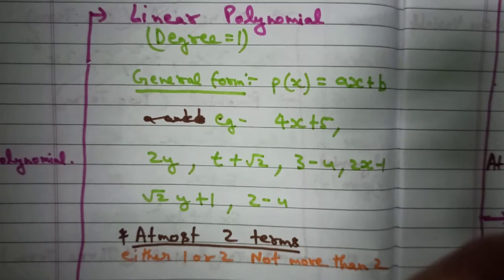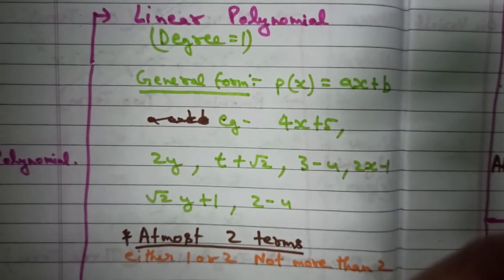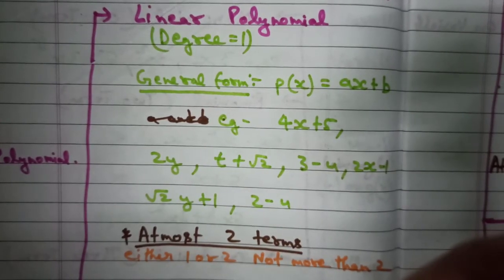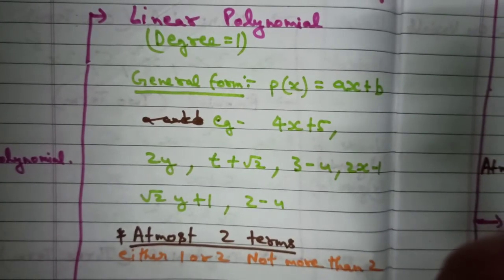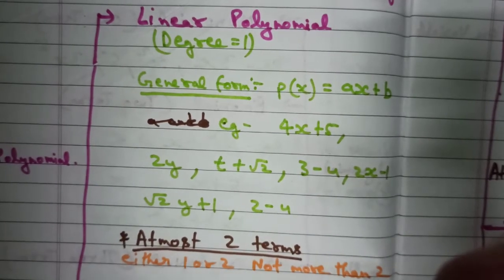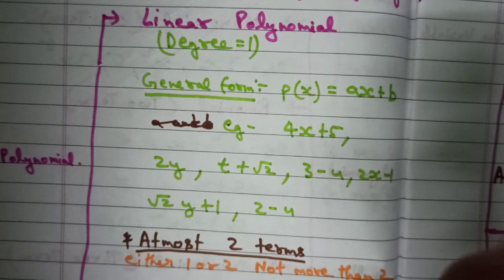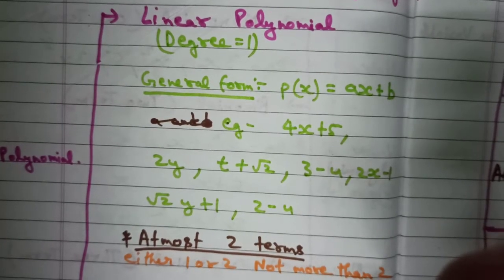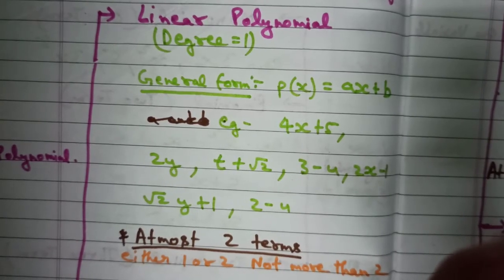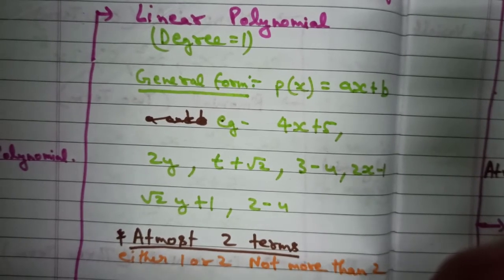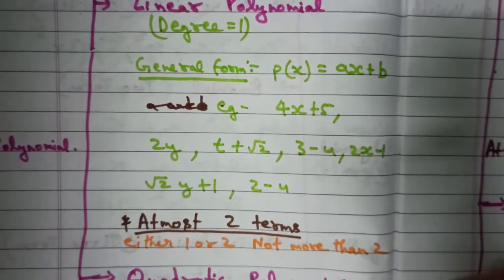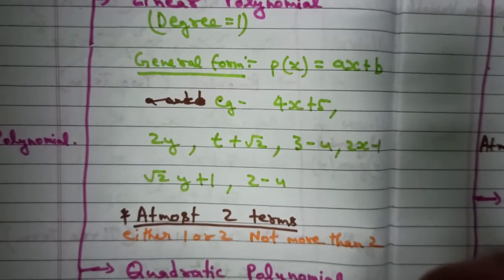2y is also a linear polynomial because the highest power of the variable y is 1, although it is having only one term. In the first case 4x plus 5, it is having two terms. t plus root 2 is also having two terms, and root 2 is a constant. I have already told you a constant can be a rational number or it can be an irrational number also. 3 minus u is a linear polynomial of two terms, 2x minus 1, root 2y plus 1 and 2 minus u, like that. So a linear polynomial can have how many terms?